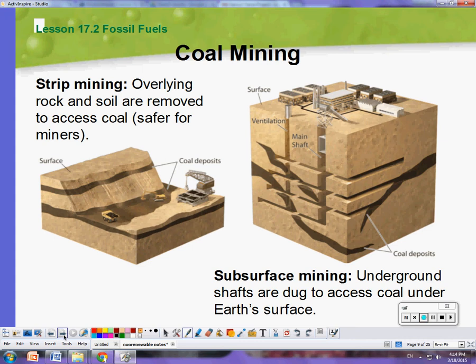If you've ever played Minecraft, you know that subsurface mining can be very dangerous when you run into volcanoes. You really got to watch out for that magma. It'll get you.